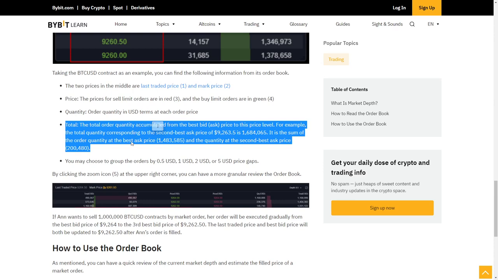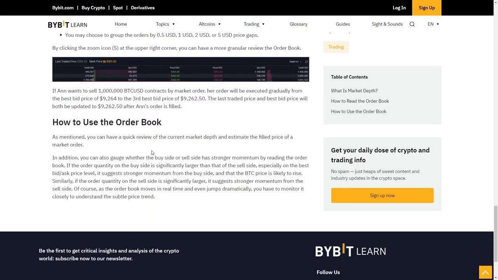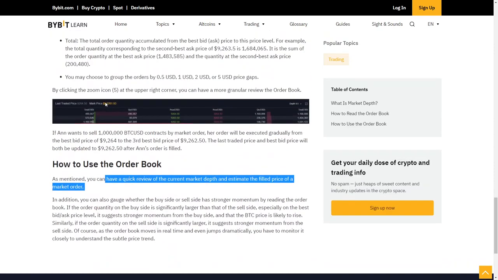For example, the total quantity to the second best price is 9,263. This is the sum of the orders for the best asking price and the second. As you can see here, there's lots of quantity to basically sell your Bitcoin, and there's some buying orders. So 1,000. I'm guessing this is Bitcoin. Or probably not Bitcoin, maybe it's USD, but let's just say it's USD, 1.2 million that they want to sell basically. So how to use the order book.